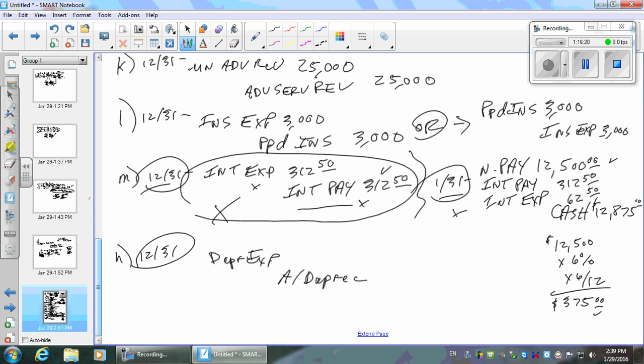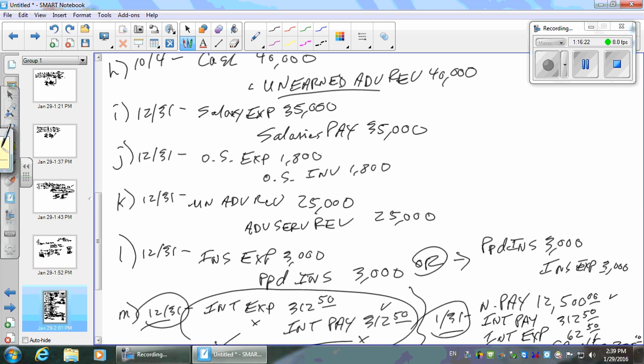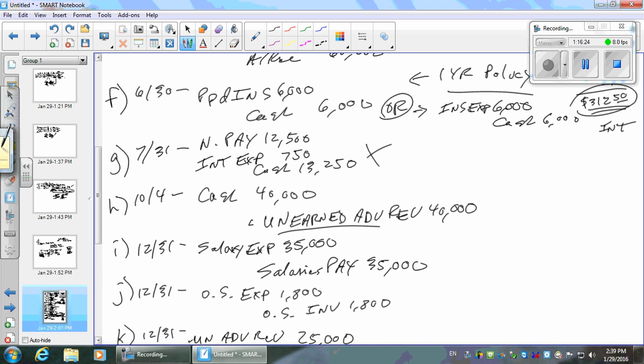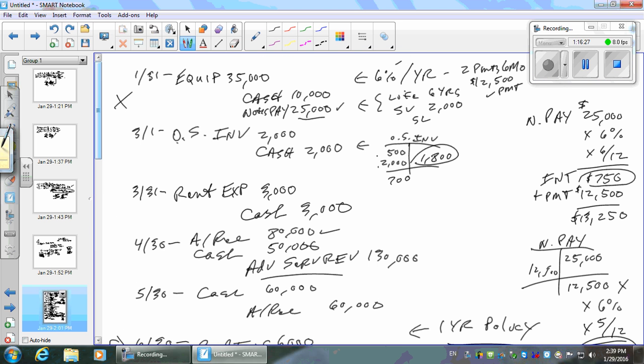So what do you want to do? What do we buy? Equipment. Equipment that cost me how much? $35,000. And what's the deal? Life is 6 years. Salvage value is $2,000. Everybody agree? And we're going to use straight line depreciation, which means the same amount every year.